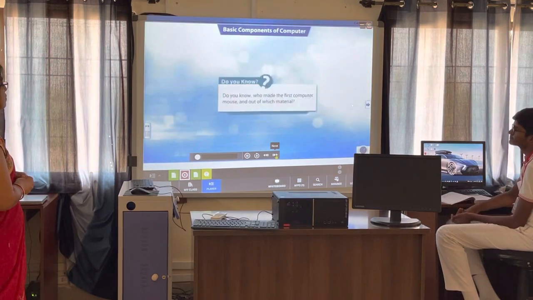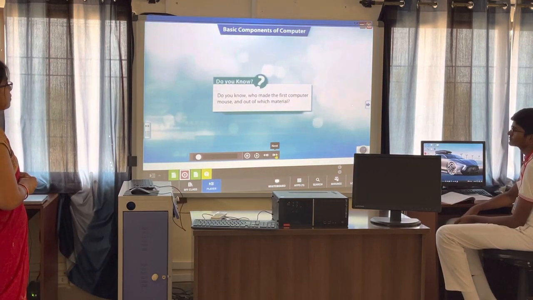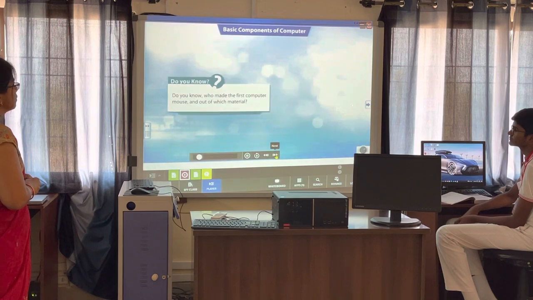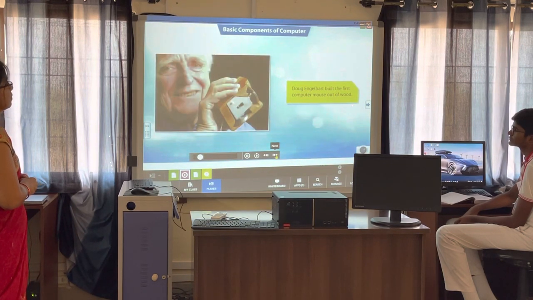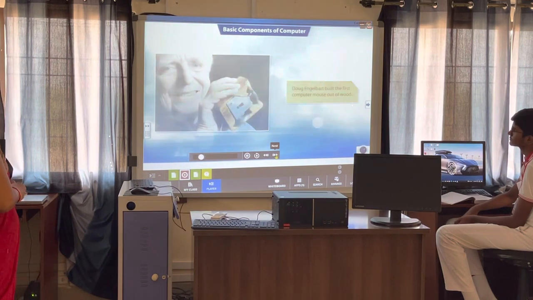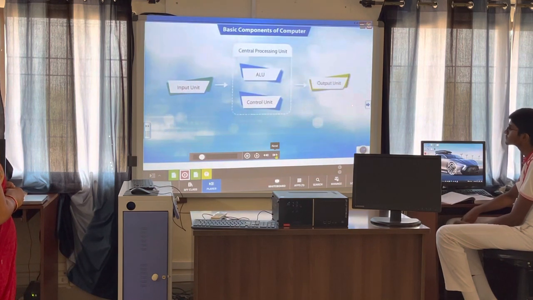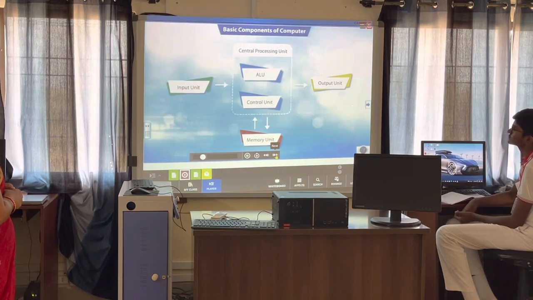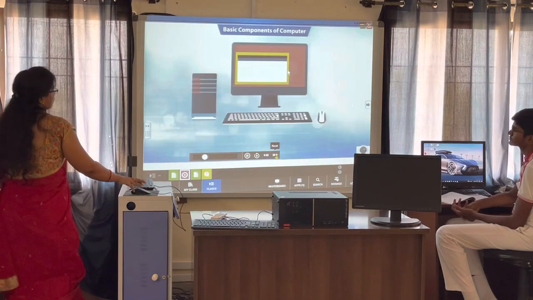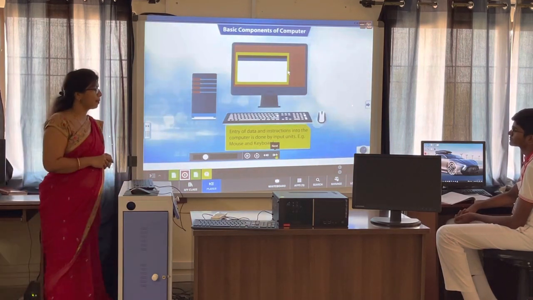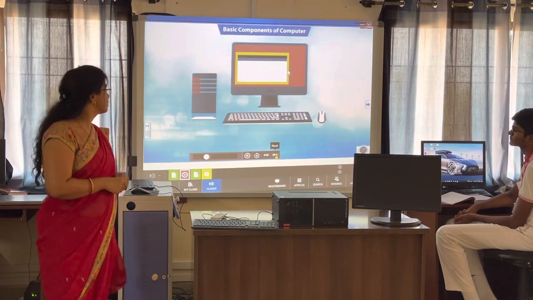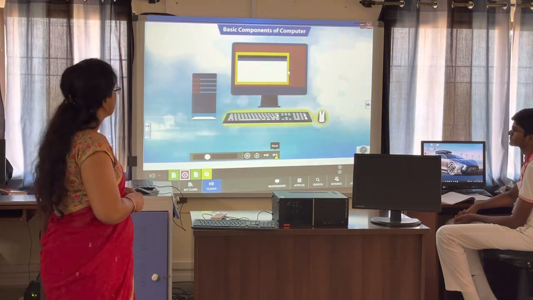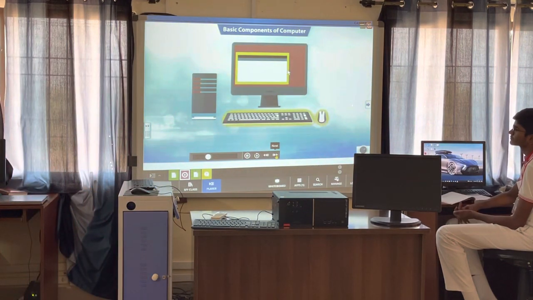Now that we know how a typical computer works, let us look at the basic components of a computer. The user has to enter data and instructions into a computer for it to start processing and providing results to the user. Entry of data and instructions into a computer is done by input devices. Mouse and keyboard are the commonly used input devices.